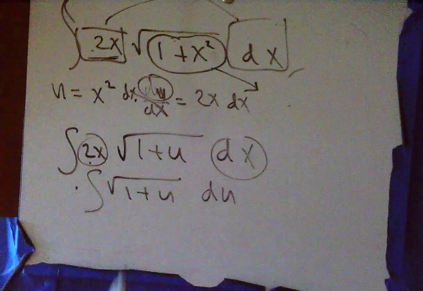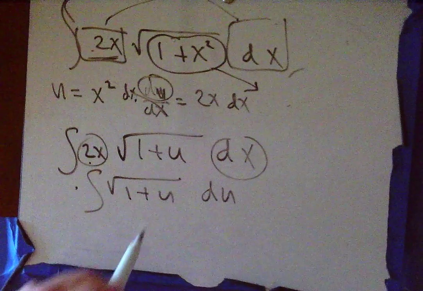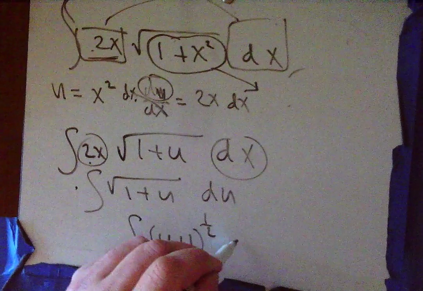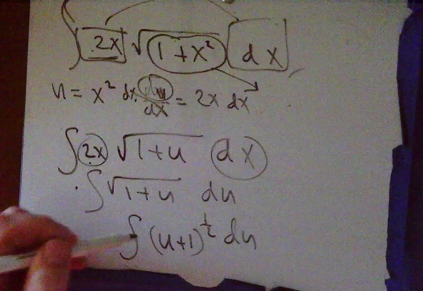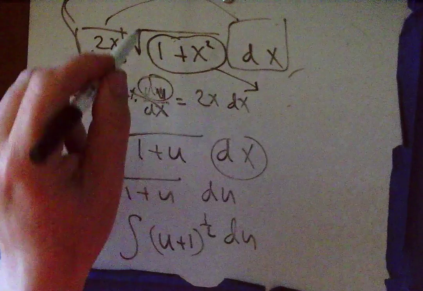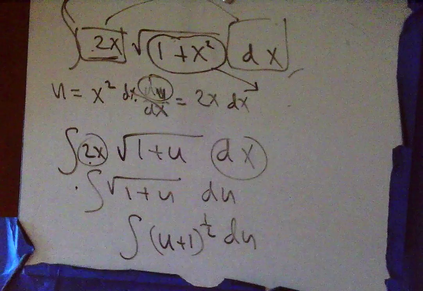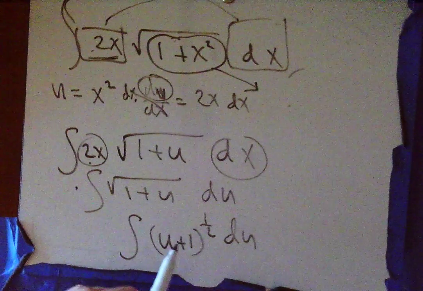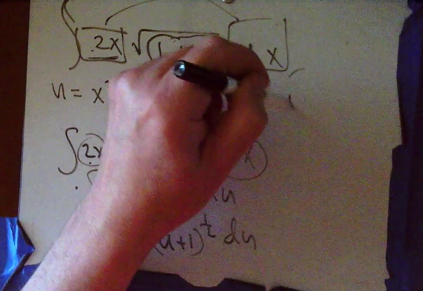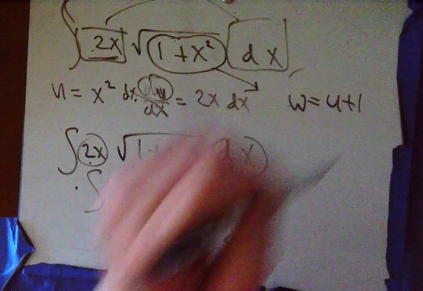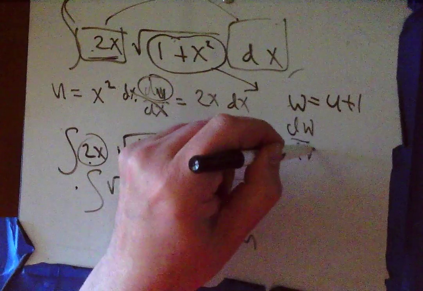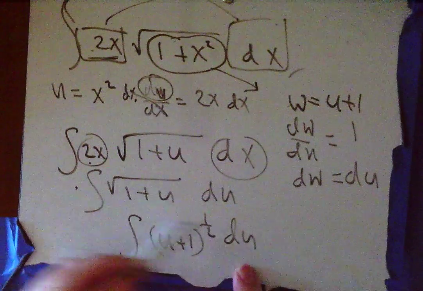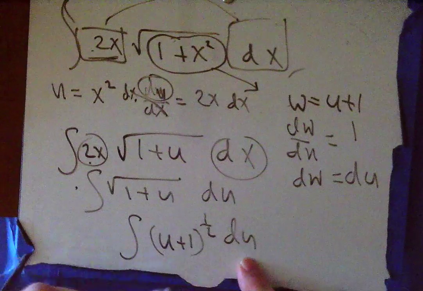Now that's fabulous, except that there are people who don't know how to do this antiderivative, even if I rewrite it as u plus 1 to the 1/2. No. And so in fact, students who don't take as much as possible for their u sometimes have to do a second, or double, u substitution. So what would my w be? My w would be u plus 1, and dw/du would be 1. So dw equals du.